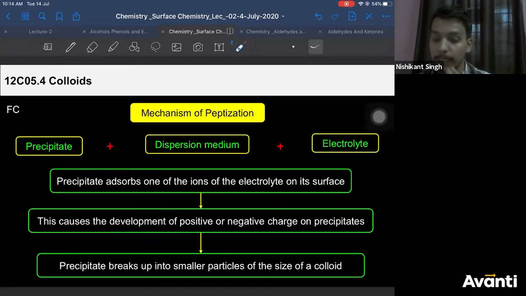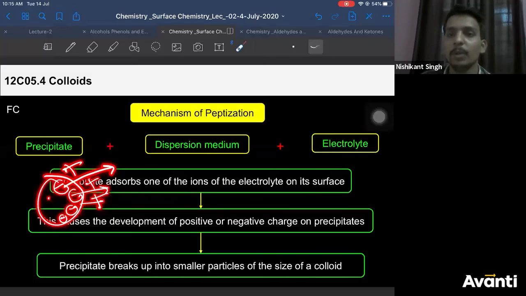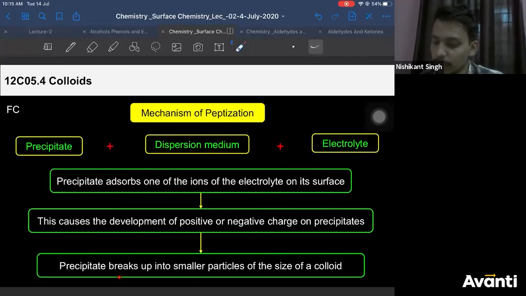So 3 steps, let me repeat it again. The precipitate adsorbs one of the ions on its surface, which makes the surface of the precipitate charged. Due to the charge, let's say this surface became positively charged. So the negative charge will try to begin on the other side of the surface. So due to which this will get attracted towards positive charge and the precipitate will break into colloidal particles. Okay? So this is the third part. The precipitate breaks into the colloidal particles.